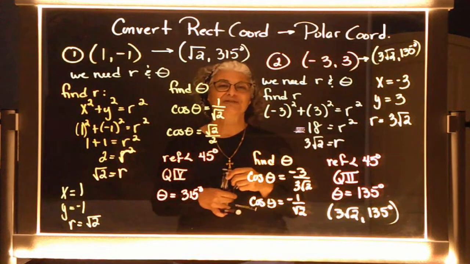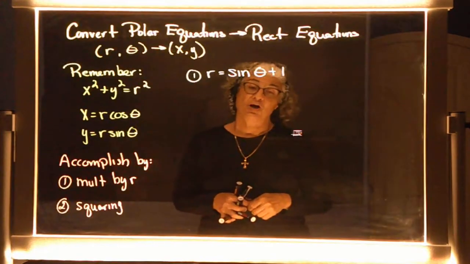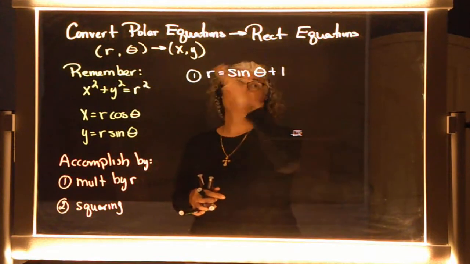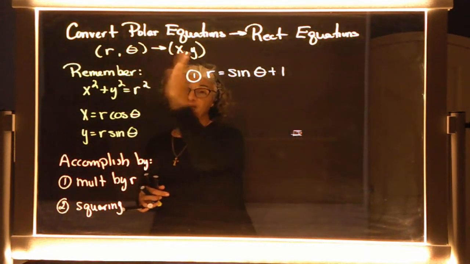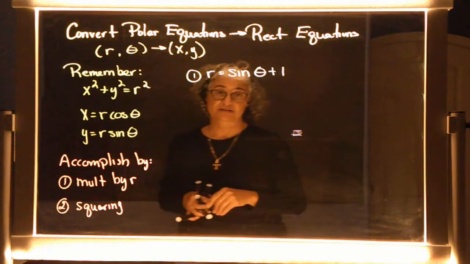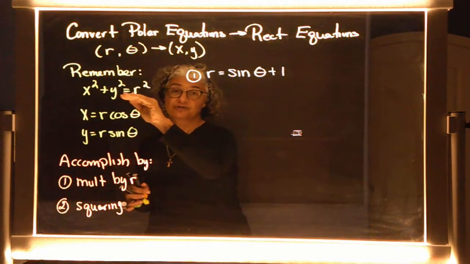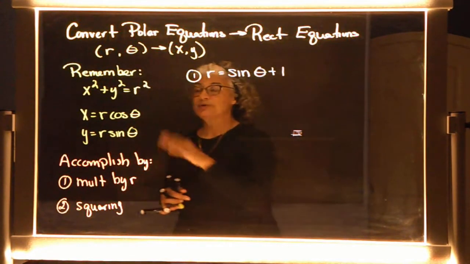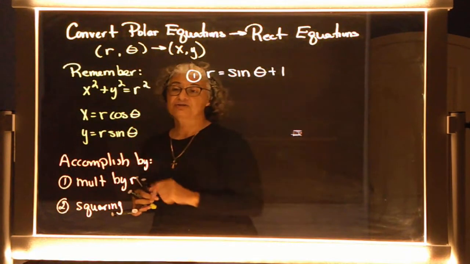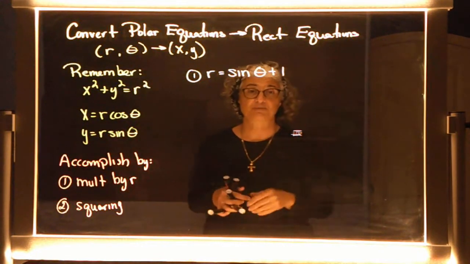Guess what? We're going to be converting between polar and rectangular equations now. Okay, so we're going to convert polar equations to rectangular equations, which means we need the r and the theta to be gone, and we need x's and y's. Now, some things to remember. We need to remember this Pythagorean formula for x squared, y squared, and r squared. We need to remember that x is equal to r cosine of theta and y is equal to r sine theta. These are some things to remember.